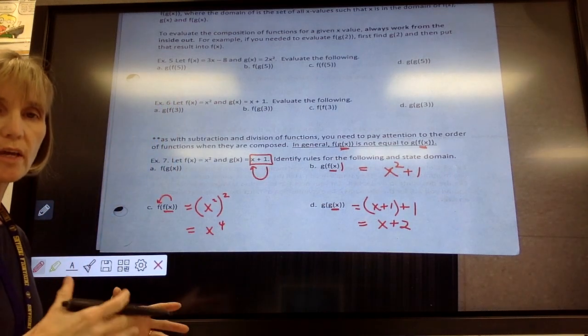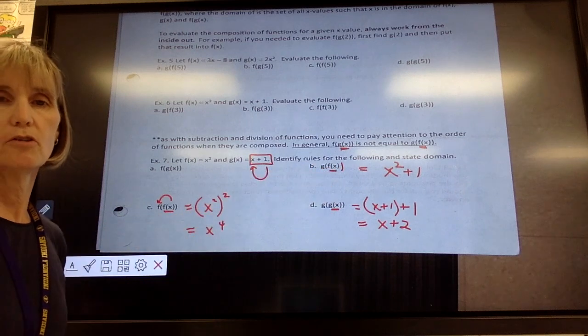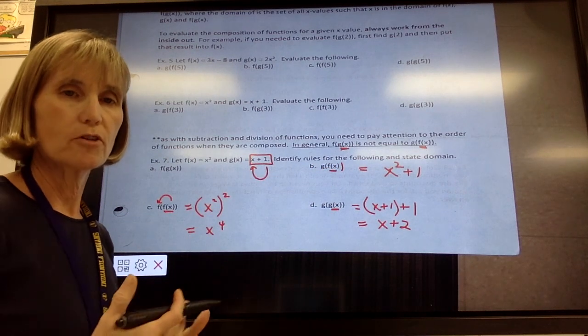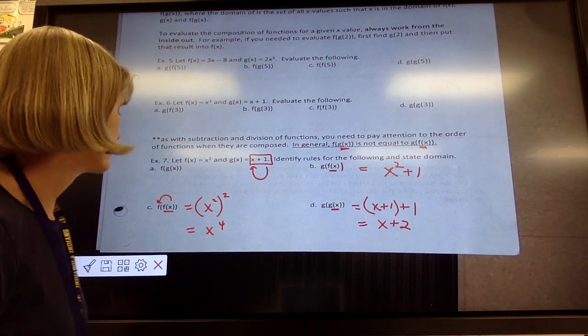So when you're substituting a function into another function, you're going to end up with variables. You just have to make sure you simplify. So if you can add, combine your like terms, or if you're subtracting, whatever you're doing, go ahead and combine your like terms there.